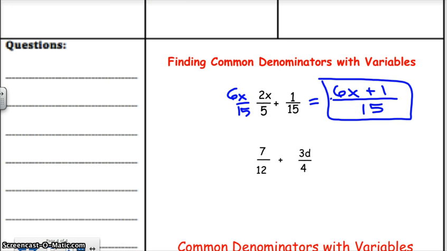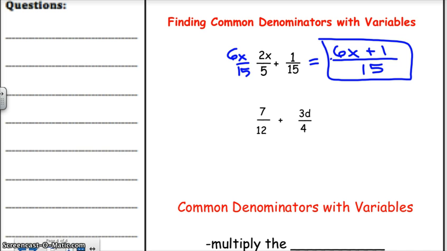7/12 plus 3d/4. What's my common denominator? 12. 4 times 3 is 12. What's this numerator going to be? 9d. Since I multiplied 4 by 3, 3 times 3 is 9, and I carry the variable along. Can I combine 7 and 9d? No, so it just turns into 7 plus 9d over 12.